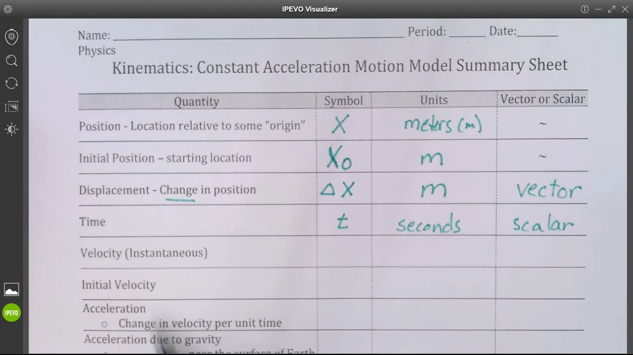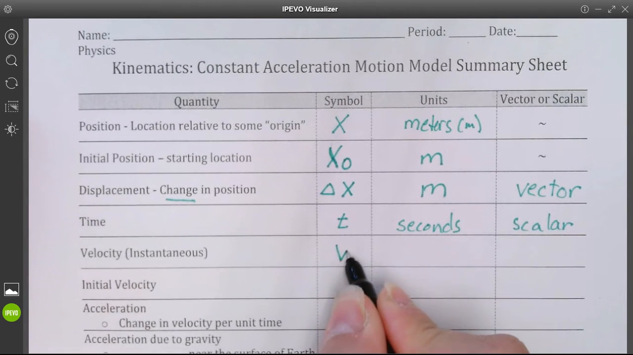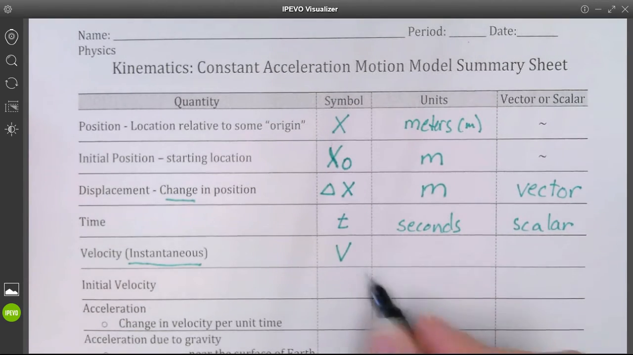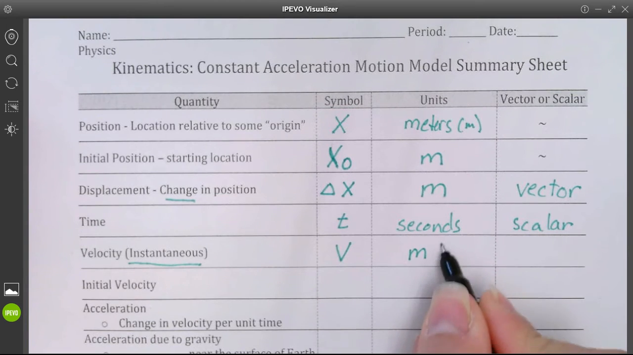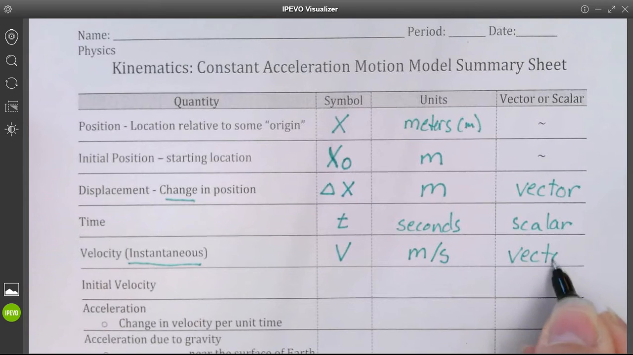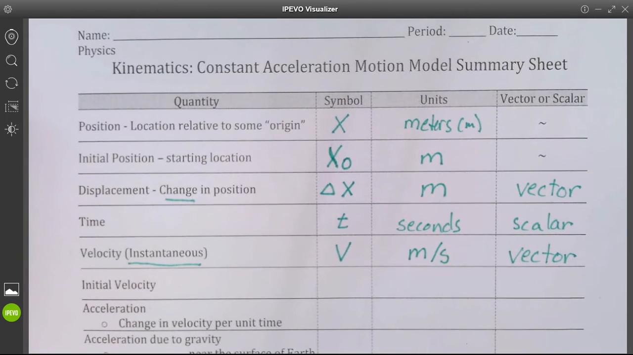All right, so let's talk about velocity. So typically for velocity, we're just going to use a letter V. And I put instantaneous here in the parentheses. That just means like, what is our velocity at this moment in time? Okay, as opposed to an average velocity or anything like that. Our units here are going to be meters per second. And velocity is a vector. There is direction associated with it. Okay, so velocity to the right versus the left will be different.